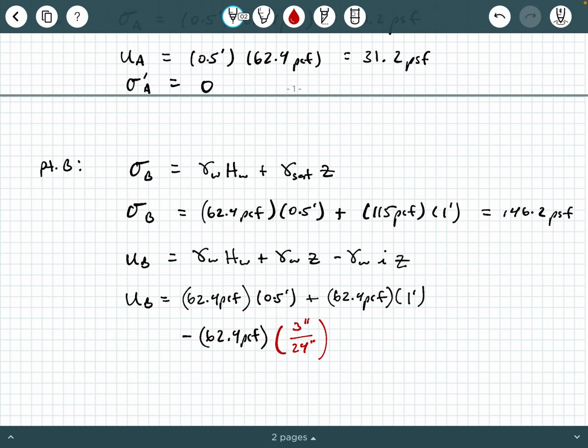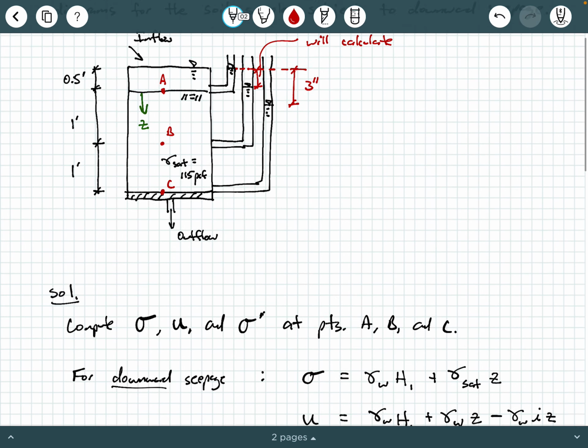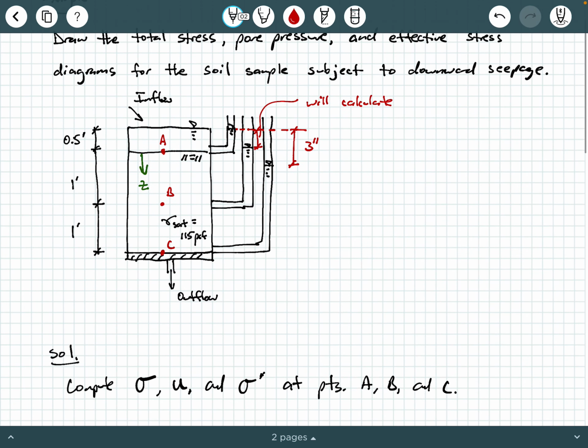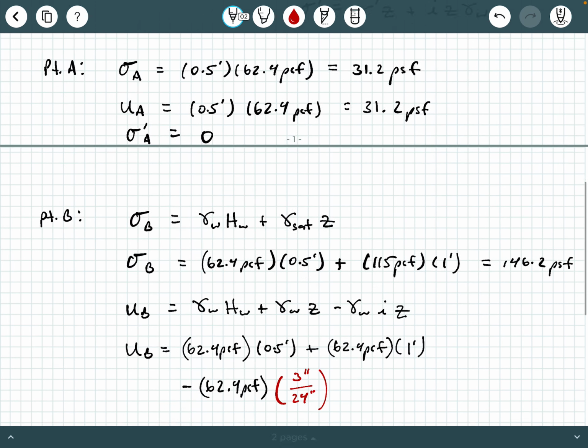How do I know that? Well, again, look back at those piezometers. The hydraulic gradient for the entire specimen has to do with the head loss from the top of the specimen to the bottom of the specimen, which is point C. That head loss is 3 inches, divided by the length of flow, which is this full 24 inches. So one thing we could write off to the side is that the hydraulic gradient for the entire specimen is 3 inches over 24 inches. All right, so that's where that's coming from.